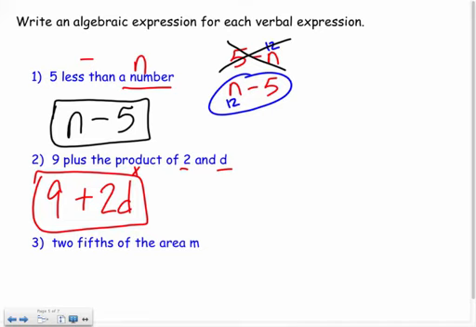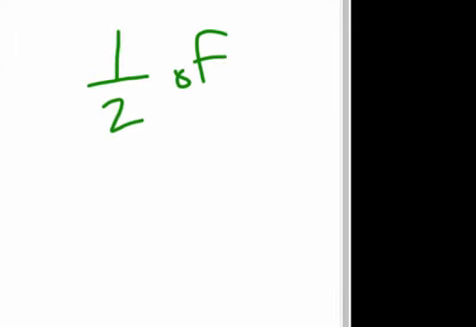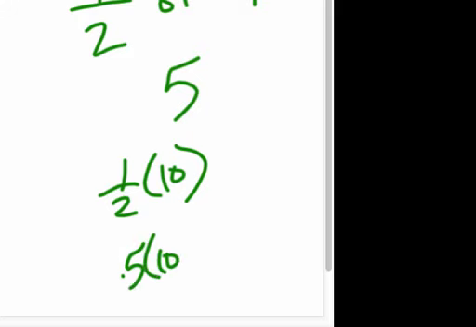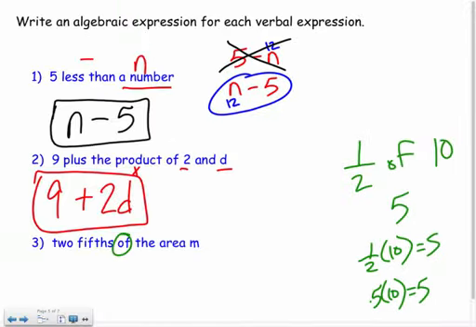And lastly, 2/5 of the area m. 2/5 of m. Well, let's say I did half of 10. I'm going to take half of 10. Well, what's half of 10? 5, isn't it? So what am I doing? Am I taking 1/2 times 10, 1/2 divided by 10? What are we doing there? Well, if I think about it, it's actually multiplication, isn't it? If you do that on a calculator, 1/2 times 10, or 0.5 times 10, you end up with 5. So whenever I say of, using a fraction, that means multiply.